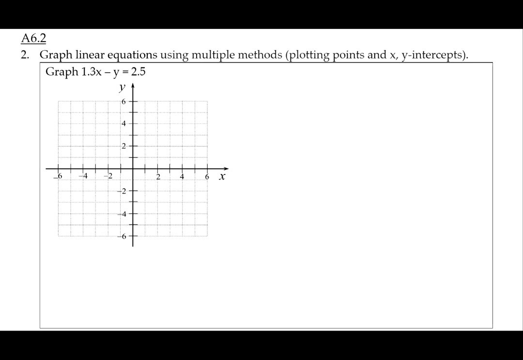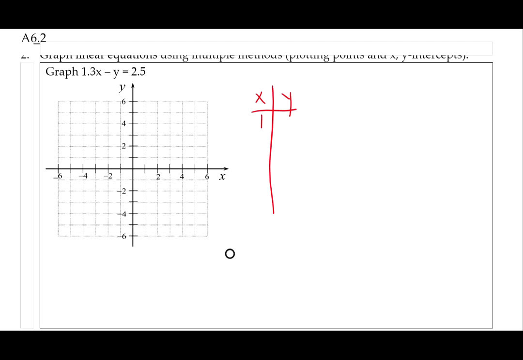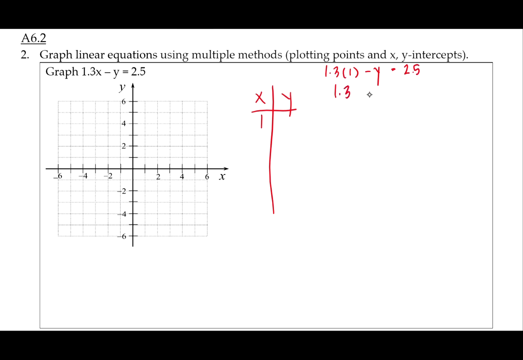In both cases, we want to create a little table so that we can find points that fall on the line. We'll choose a value for x. Let's say we want x to be 1. We'll plug 1 in for x into the equation. So 1.3 times 1 minus y equals 2.5. Now I'm going to solve for y to find the y coordinate of this point that will be a solution to the equation. So 1.3 minus y equals 2.5.